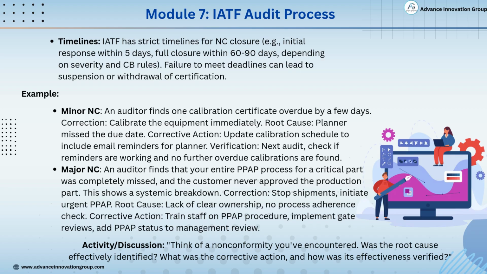Major NC example. Auditor finds that the entire PPAP, production part approval process, for a critical part was completely skipped and the customer never approved the part. This is a systemic issue. Correction. Stop all shipments. Initiate PPAP urgently. Root cause. No ownership and poor adherence to procedure. Corrective action. Train staff on PPAP. Implement gate reviews. Add PPAP to management reviews.